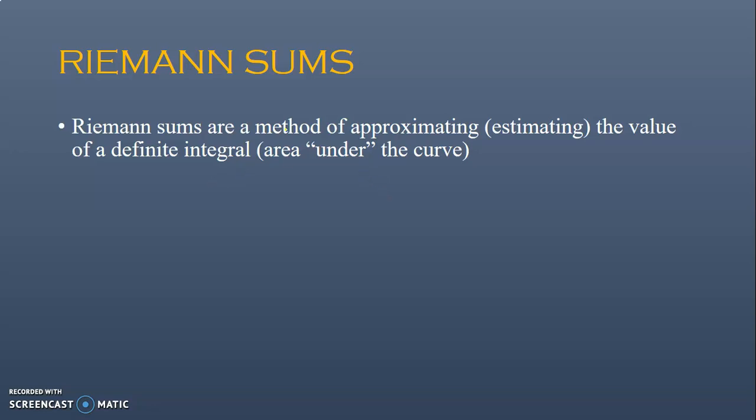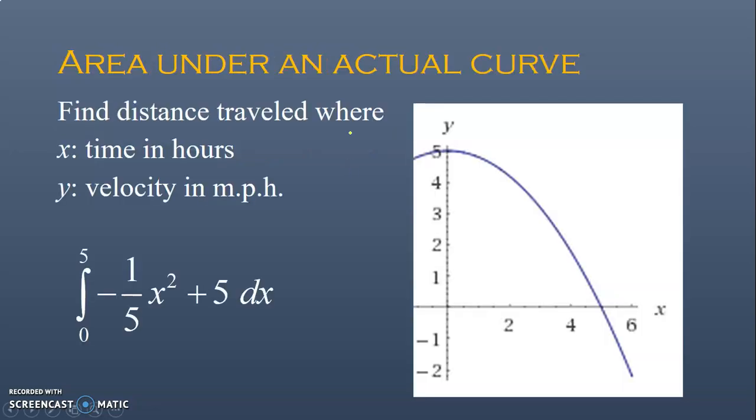Riemann sums are just a method of approximating or estimating the value of a definite integral. So Riemann sums are just a way to approximate the area that's underneath the curve, really between the curve and the x-axis. The problem that we're going to start out with today is this one.